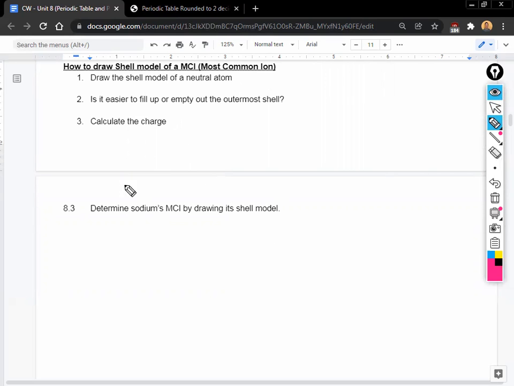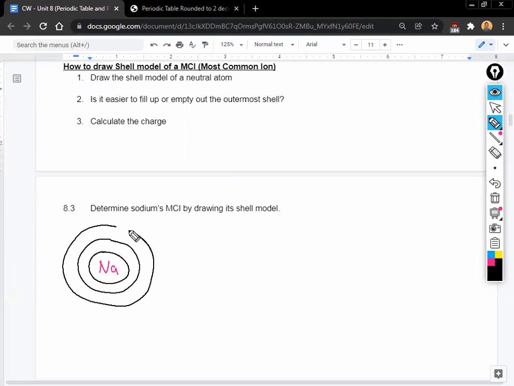Okay, so I'm going to draw the shell model for regular sodium. We're going to write Na in the middle. How many shells does sodium have? 3, yeah. It's on the 3rd row. So sodium is going to have 3 shells.